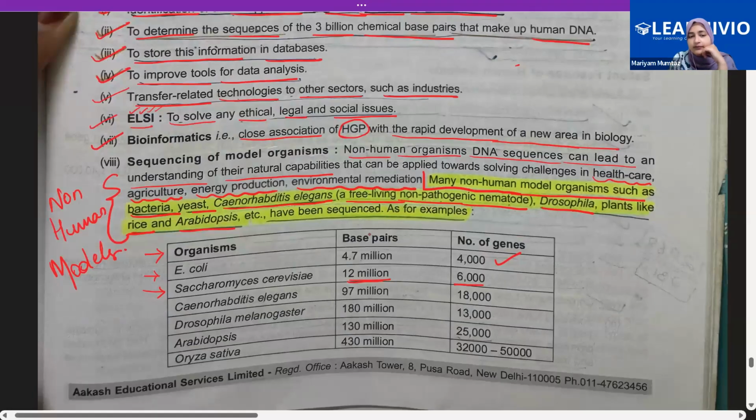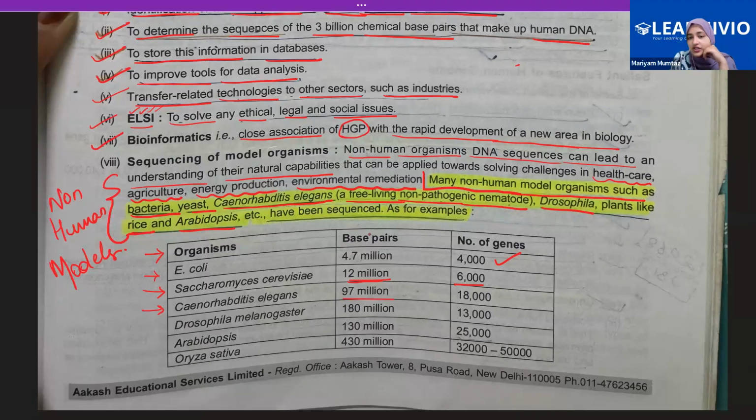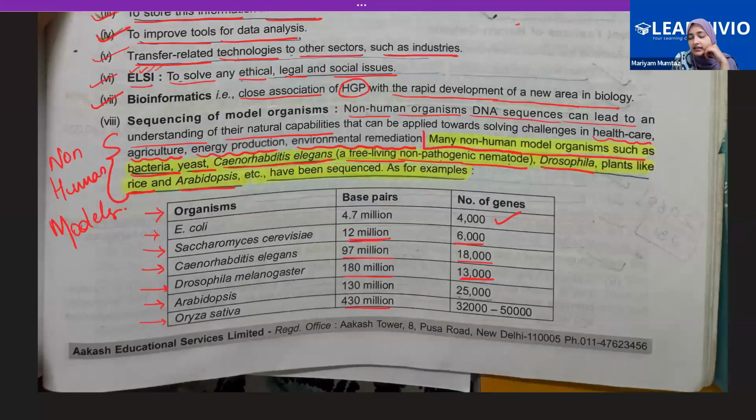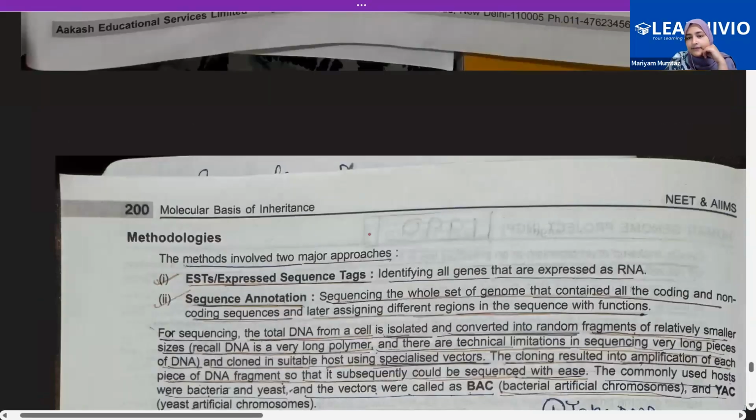Then comes Caenorhabditis, the nematode. It has 97 million base pairs and 18,000 genes. Drosophila has 180 million base pairs and 13,000 genes. Arabidopsis has 130 million base pairs and 25,000 genes. And then Oryza sativa has 430 million and 32,000 to 50,000 genes. Is it clear, students? Yes, ma'am.